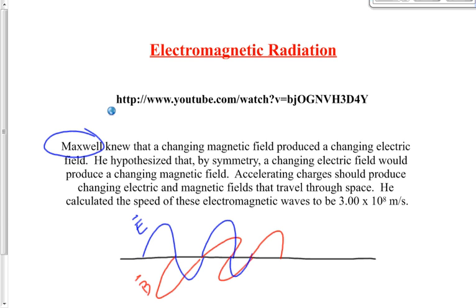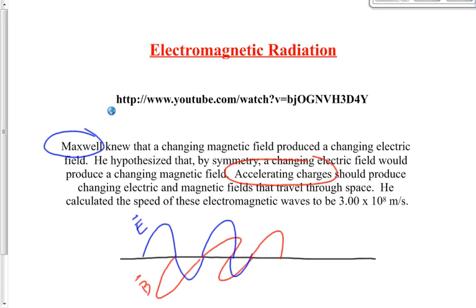What causes it? Well, fundamentally, what causes it is accelerating charges. That's it. It's as simple as that. All types of EMR. You guys saw the video. Radio waves, microwaves, infrared, visible light, ultraviolet, X-rays, gamma rays. All types of electromagnetic radiation are produced in some way by accelerating charges. That's what it comes down to.